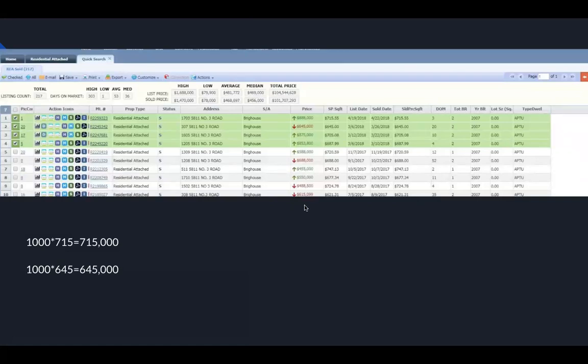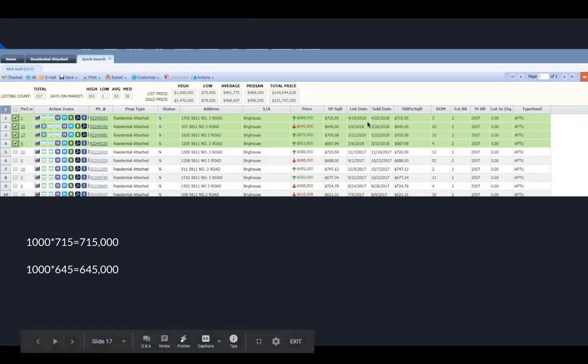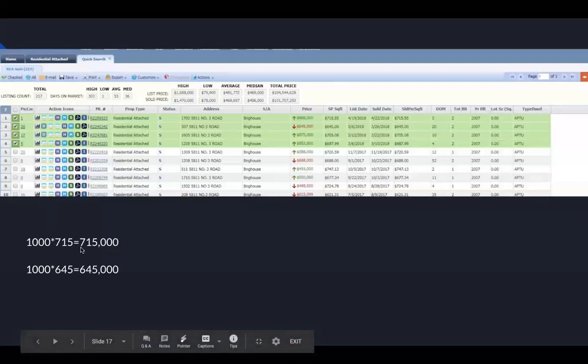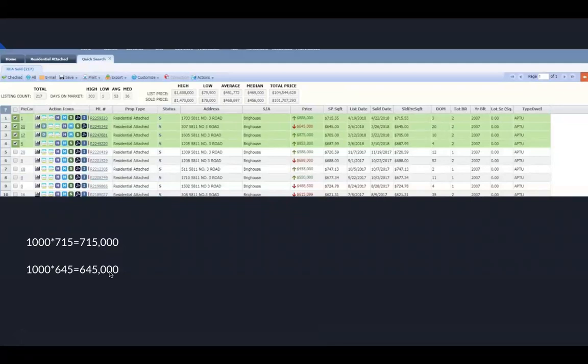Okay, so first we pull out all the sold records. Within the same building, same period of time, 2018, there were 4 sold. And you can see the average sold price per square foot is anywhere between 645 and 715. If you use that number times 1,000 square foot, you get the prices 645 and 715. So that means your listing price would be within this range.